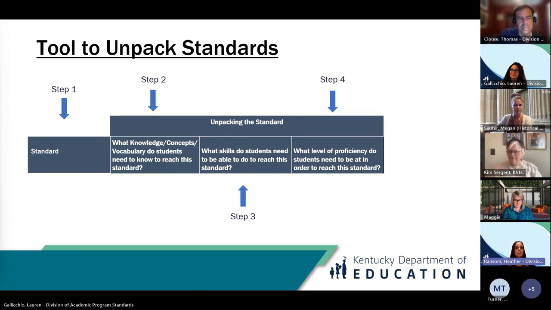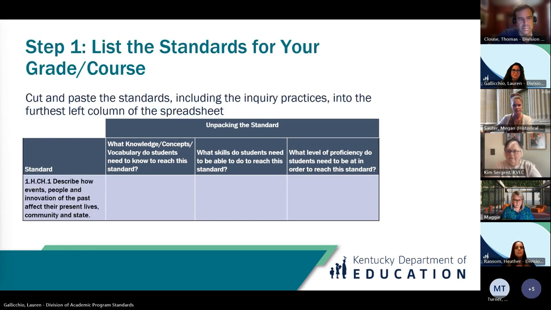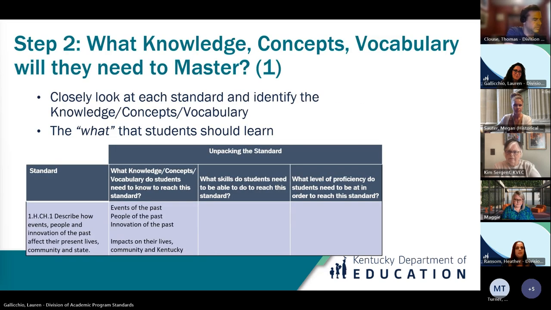Step one is going to be starting with the standard. So for step one, you're just going to simply list your standard. So cut and paste that standard, whether it's a disciplinary standard, inquiry standard, whatever you're looking at, in that far left column. And then step two is what knowledge, concepts, vocabulary that students will need to master. So here you're going to look closely at that standard and identify the things that students need to learn about.